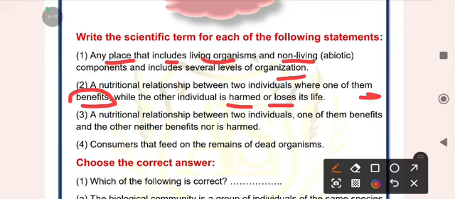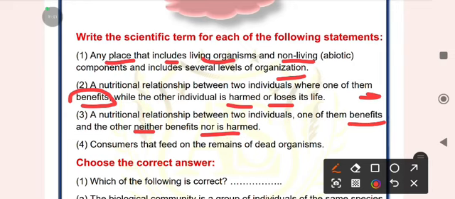Predation. Yes. Number three, a relationship between two individuals. One of them benefits and the other neither benefits nor is harmed. This is called commensalism. One benefits, the other neither benefits nor is harmed. This is commensalism.